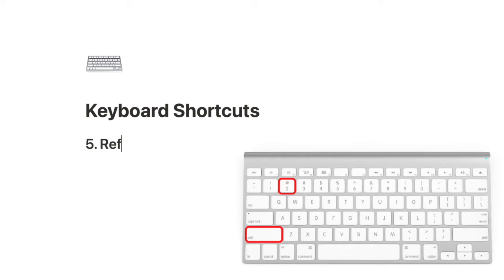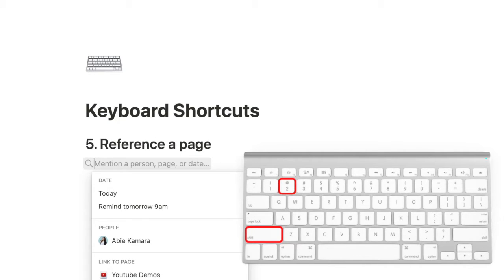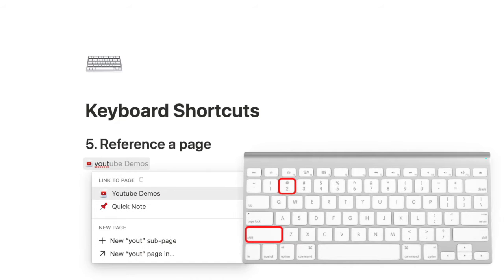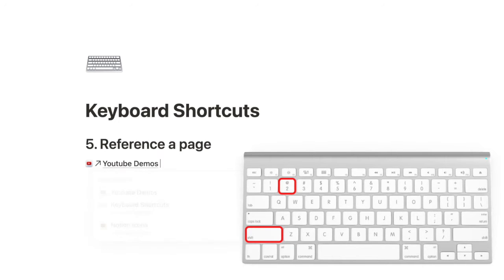Okay, so number 5, to quickly reference another page within a page that you're typing, you just hit the @ symbol key and start typing the name of the page, and the search box will pop up and you will start seeing the pages show up. Just select the one that is the correct page that you want to reference.